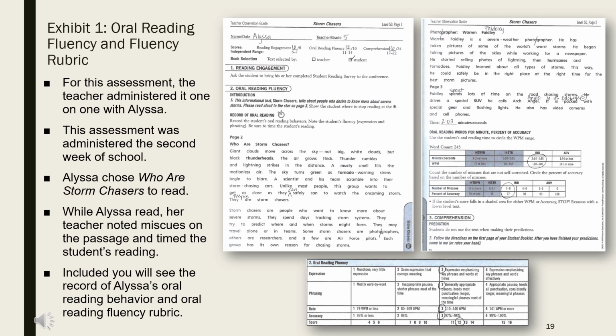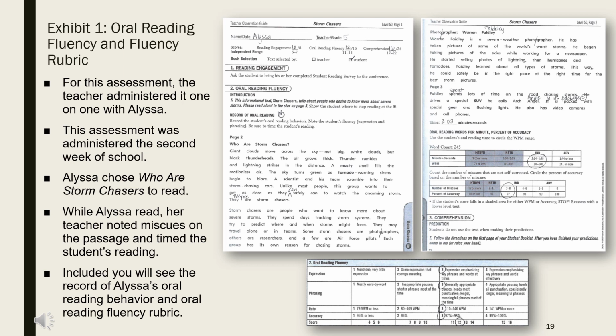The other thing the teacher did was time Alyssa in her reading, because remember, part of fluency is how many words per minute. And so you can see the word count was 245 words. And on the second page, you can see that it took Alyssa 2 minutes and 3 seconds. And that would put her at an independent reading level. That's what that chart is: intervention, instruction, independent, and advanced. So she could read this passage at an independent reading level.